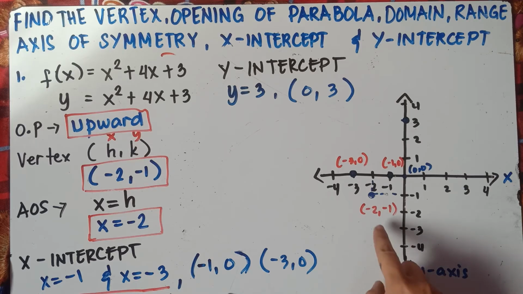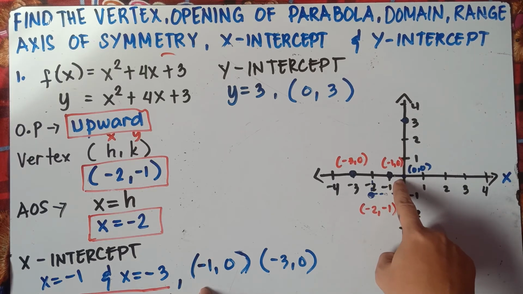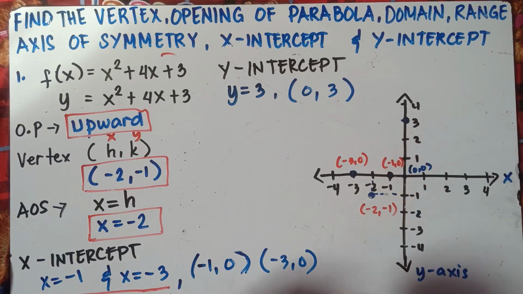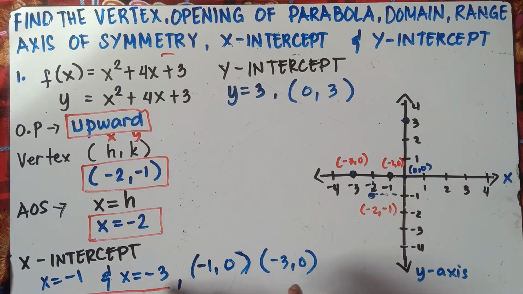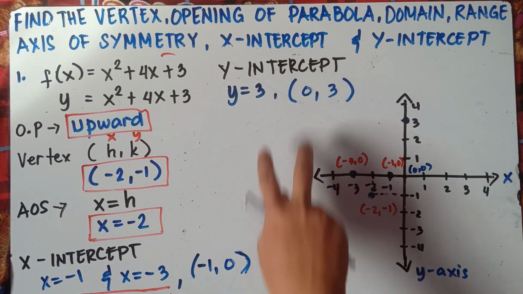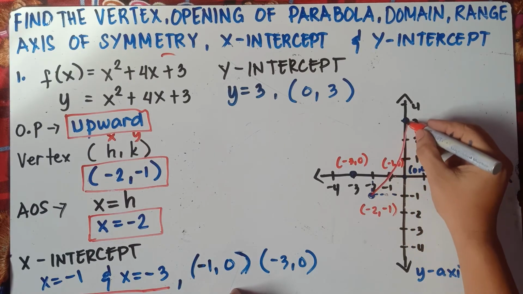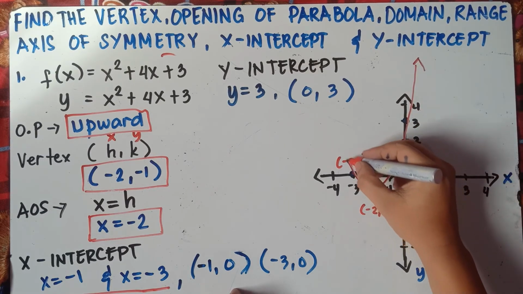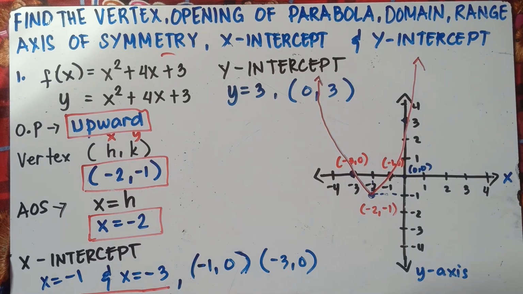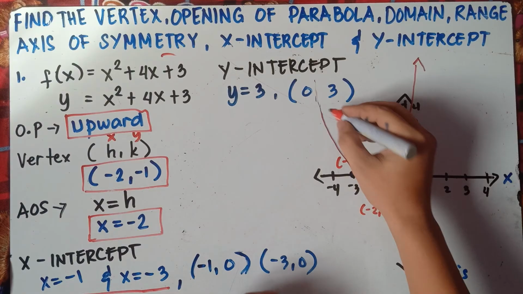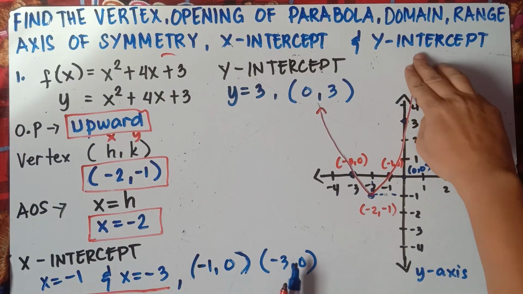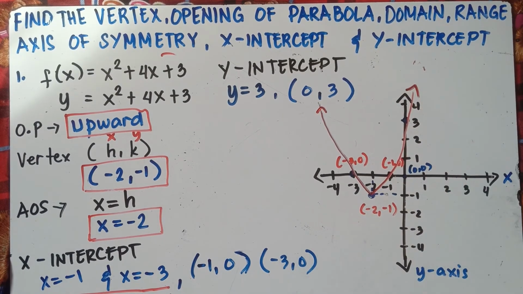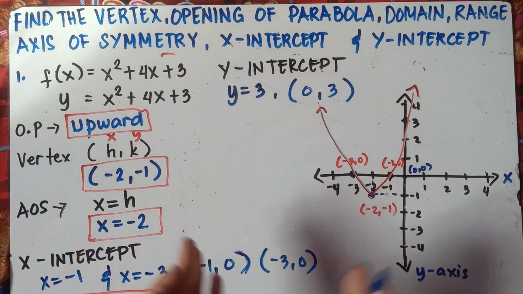Alright, so all set, class. We have our vertex, we have our x-intercepts, -1, 0 and -3, 0, and the y-intercept, 0, 3. If you connect this one, class, our parabola passes through these x-intercepts and the y-intercept. So if you graph this one, this will be our graph. Of course, it will continue. I will just put the arrow here, because we don't have enough space. So our graph will extend upwards.